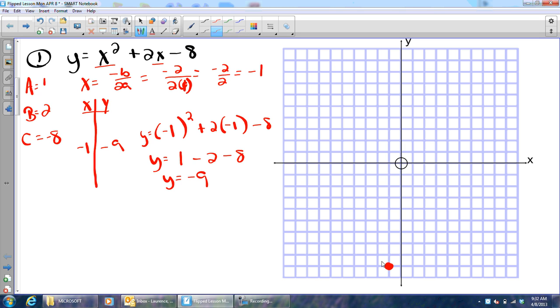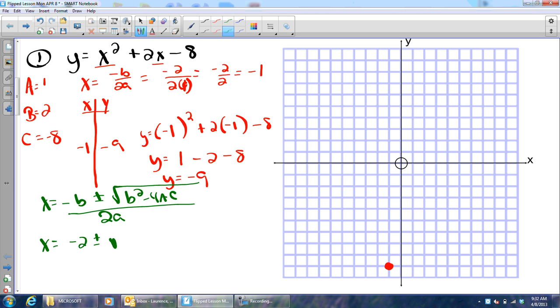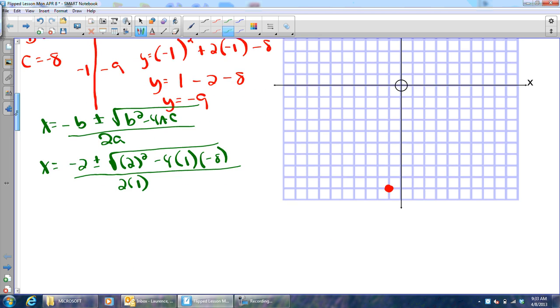Now I can still use the quadratic formula, x equals negative b plus or minus the square root of b squared minus 4ac all over 2a, to find out where the zeros actually are. So I'm going to do that. Negative b is negative 2, plus or minus the square root of 2 squared minus 4 times 1 times negative 8, whole thing over 2 times 1. And I'm going to simplify that as best I can.